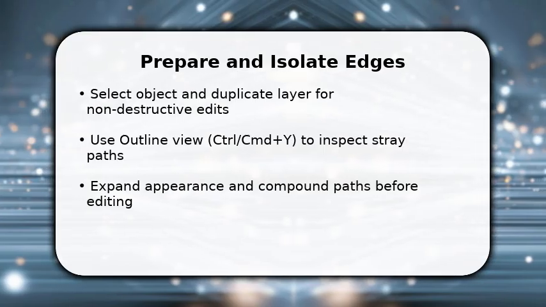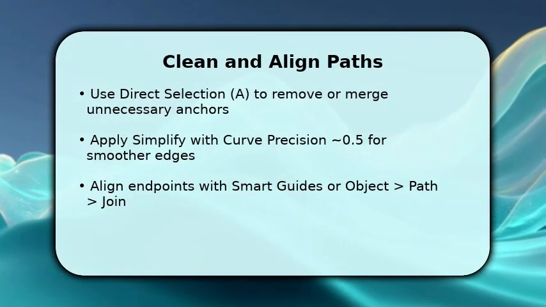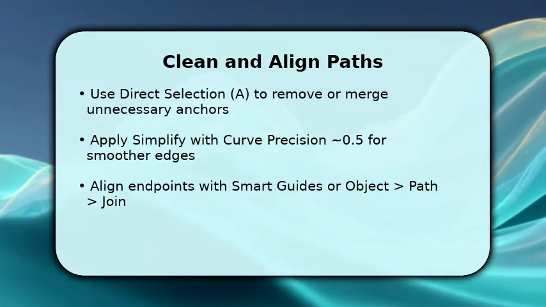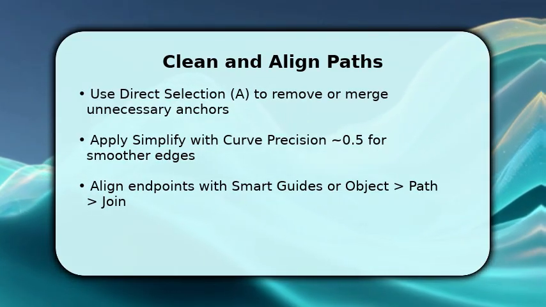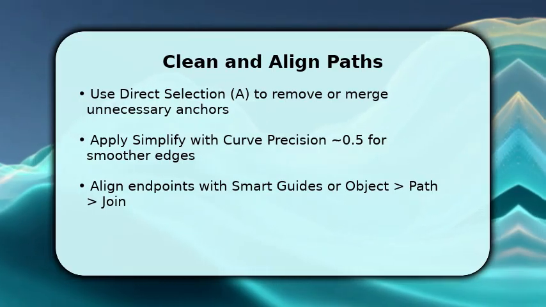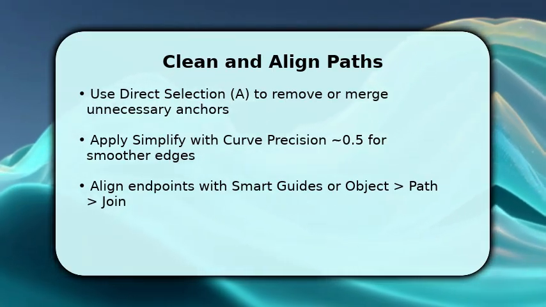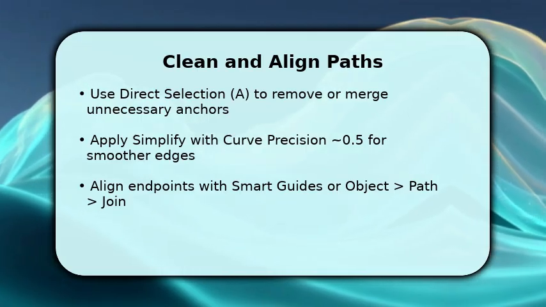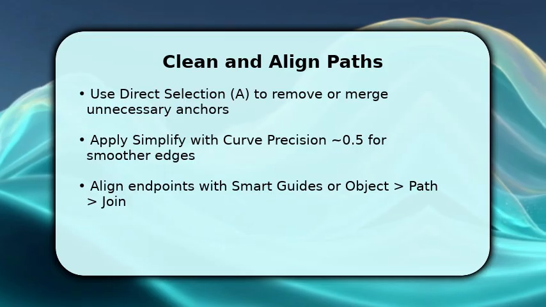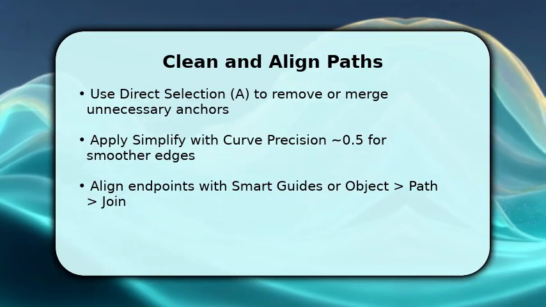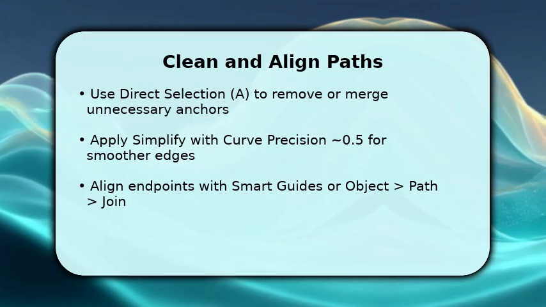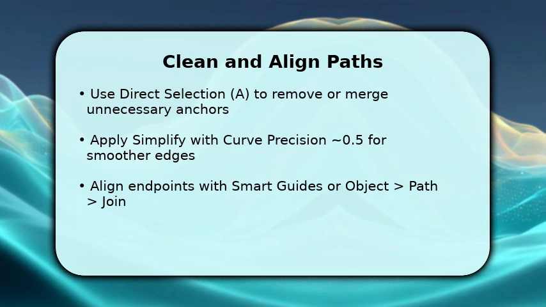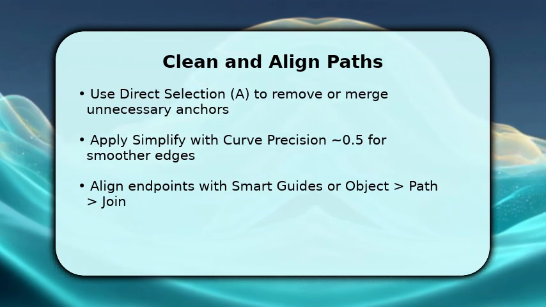Now you clean the geometry. Use direct selection to remove clustered anchors and merge nodes that create kinks. Once anchors are rationalized, apply Simplify with a low curve precision like 0.5 so curves remain faithful but smoother. Test incrementally. Make sure endpoints that should meet are snapped using smart guides or use object path join to fuse them cleanly. You do this to eliminate micro angles and gaps that produce jagged or misaligned edges, giving a consistent silhouette ready for final adjustments.